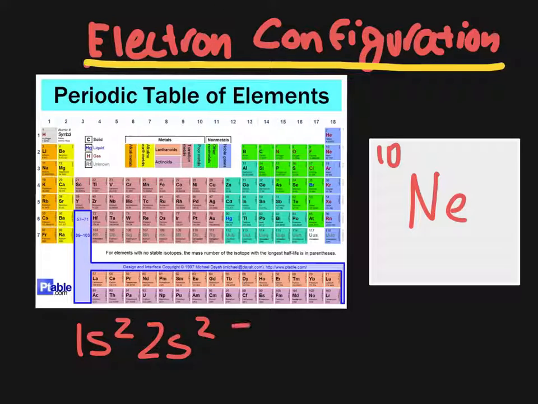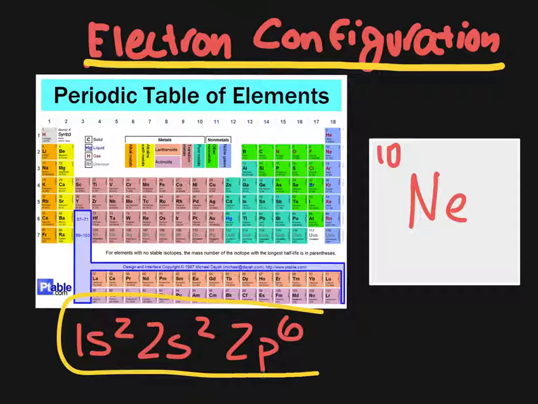Okay, now we have to go to 2p. And how many do we need in that p orbital? We have 4, and we need 10 total. So 10 minus 4 is 6. And the p orbital can hold at max 6. So this here would then be our electron configuration of neon. Making a little bit more sense?